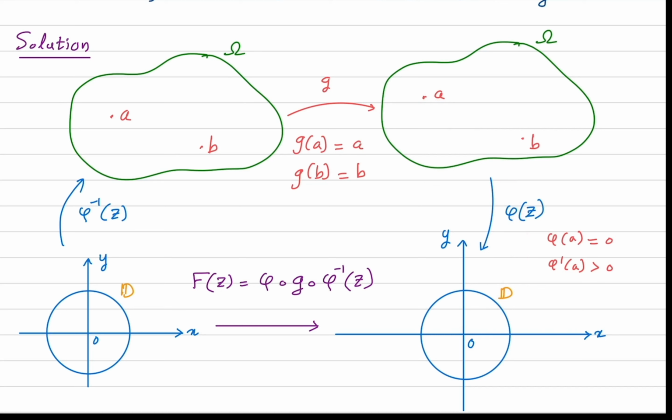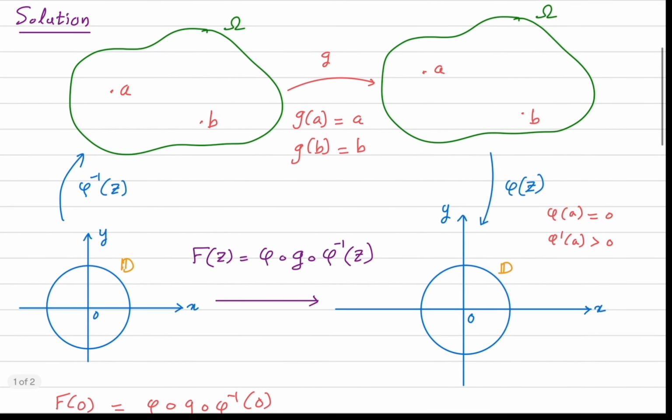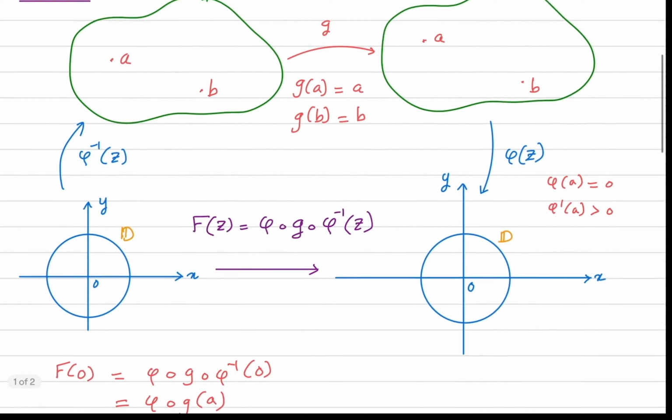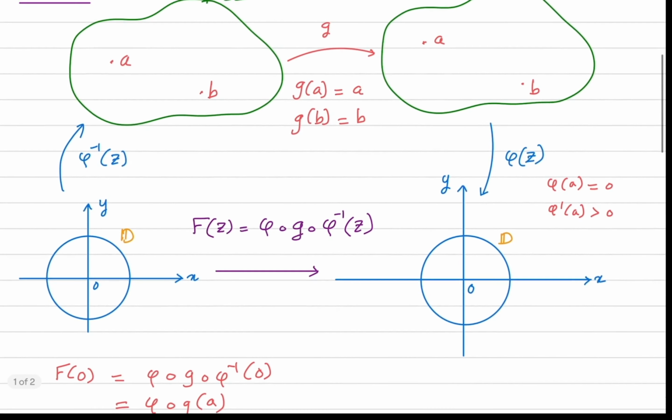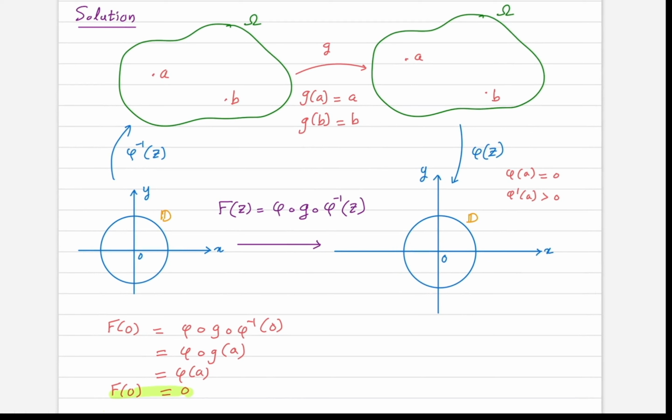So what does this map do? This map would map 0 to A, and under g, A would be mapped to A, and under phi, A would be mapped to 0 again. So if you consider this composition, it would map 0 to 0. Let's see why it's true. F of 0 is phi compose g compose phi inverse of 0. So phi inverse of 0 is going to be A, and g of A is going to be A because A is a fixed point of g. Then phi of A would be 0. Okay, so F of 0 is 0.